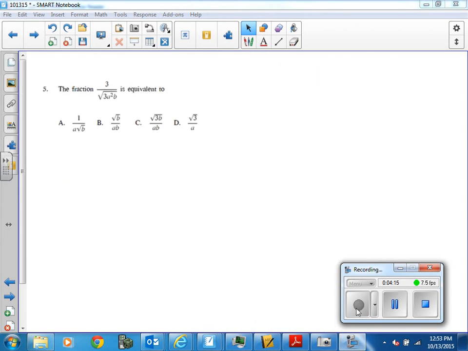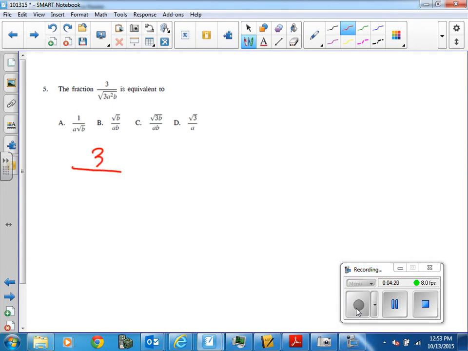Okay, number 5 is pretty simple. I'm going to rewrite it down here, 3 over the square root of 3a squared b. The bottom, remember, this is the second root, so this a squared can already be broken down. So this actually is going to come out and just be a. So I'm going to have 3 over a times the square root of 3b. So I want to get rid of that radical in the denominator. I'm going to see if I can do that.